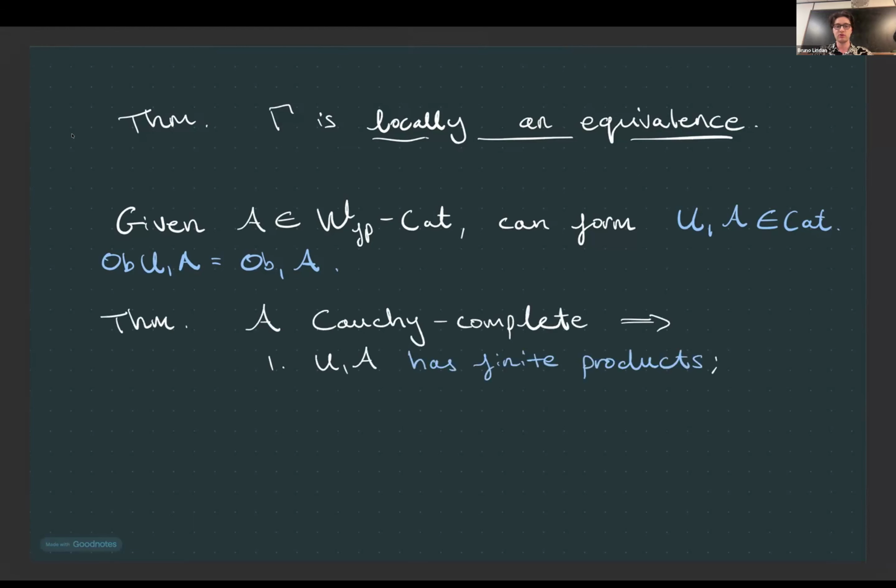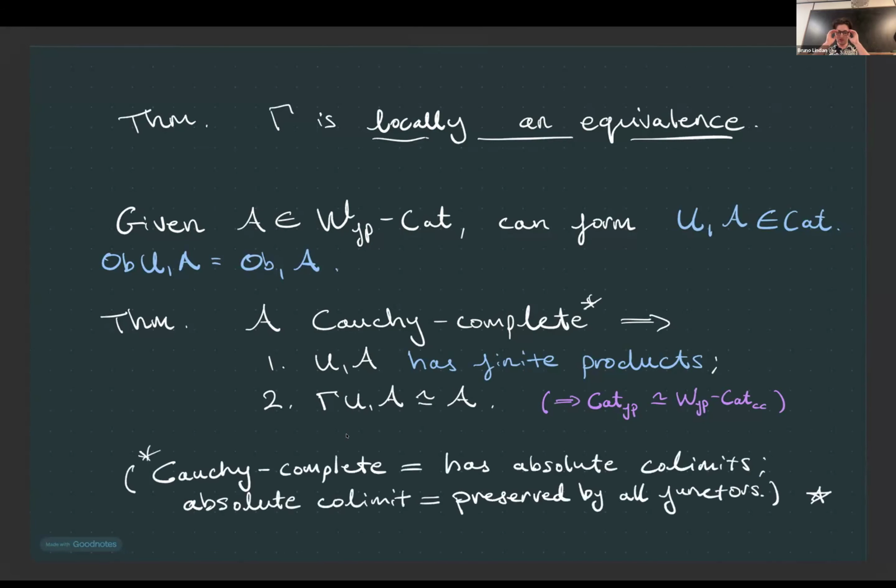And it turns out that if you start with a WFP enriched category and you request that it is Cauchy complete, which means that it has all absolute colimits, then the underlying category of objects over 1 has finite products. And as you'd expect, this gamma of the underlying category of objects over 1 is what you started with. So that means that we have this equivalence that I mentioned was the ultimate goal of this. And briefly, I'll mention here as well.